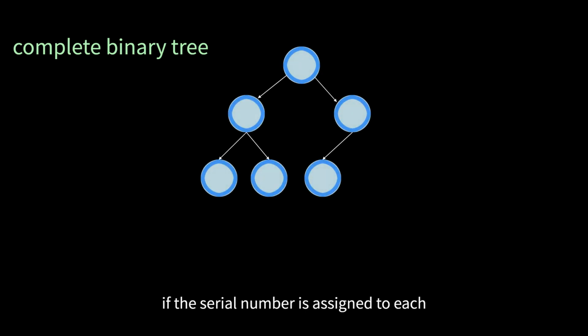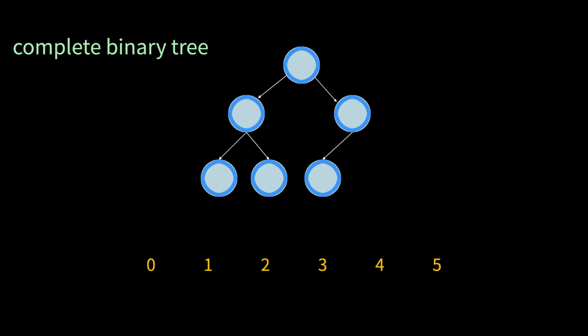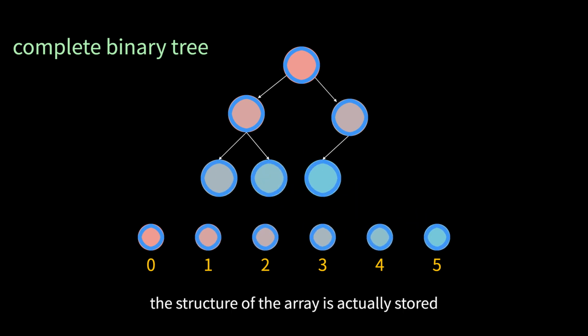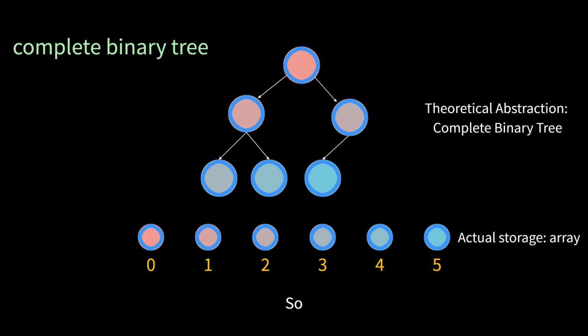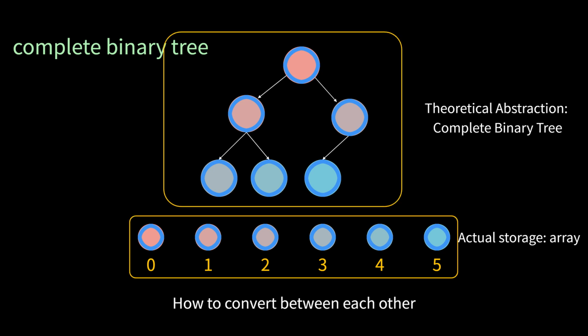Then, if a serial number is assigned to each node in turn, these numbers can be used as the index of an array. Then those nodes can form an array. That is, the structure is actually stored as an array, but we can understand and operate with the complete binary tree. So, is there any relationship between the two? How do we convert between them?